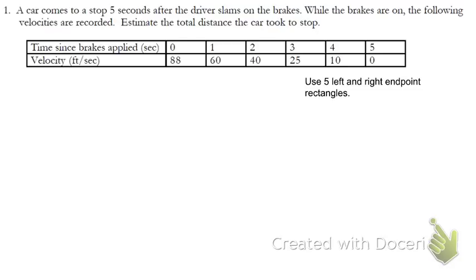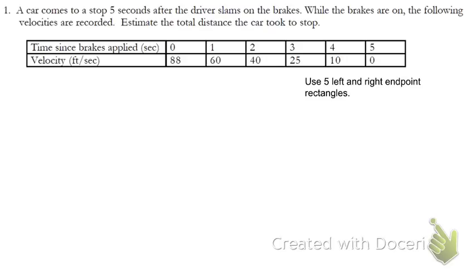So this will be the last one that we do today. It says, a car comes to a stop 5 seconds after the driver slams on the brakes. While the brakes are on, the following velocities are recorded. Estimate the total distance that it took the car to stop. So notice that integrals take us back up. So if we have a velocity function that's being given to us, if we estimate the area under the curve, it will tell us about how far the car went in that time.